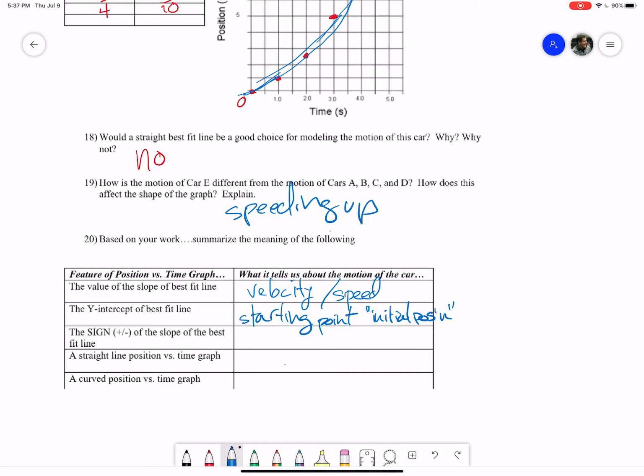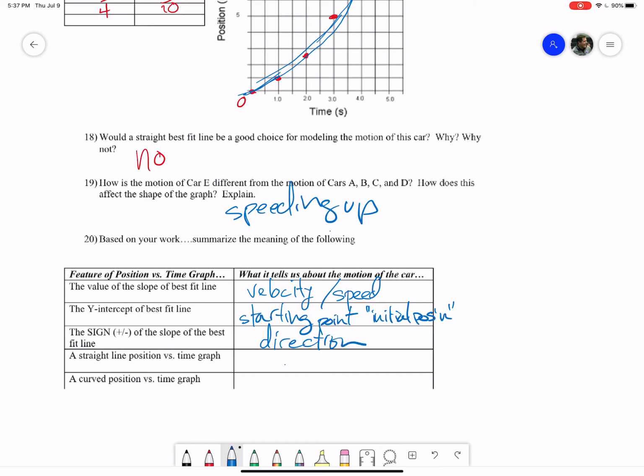The sign, the positive or negative of the slope. Well, what we were figuring out from the other cars is that if we have a negative slope, it meant it was going the opposite direction. So the sign, positive or negative, in physics class will just mean direction.